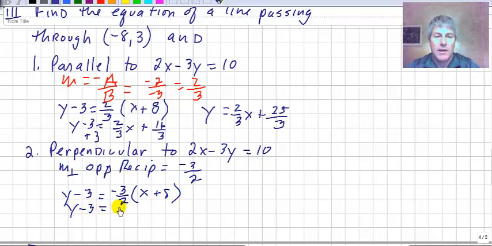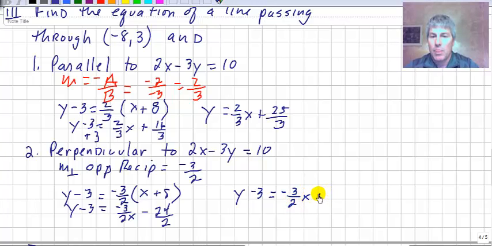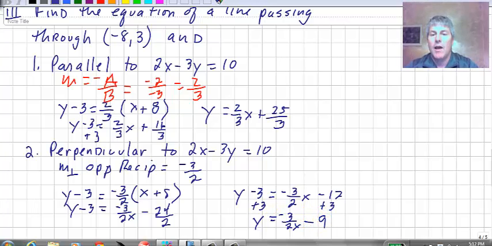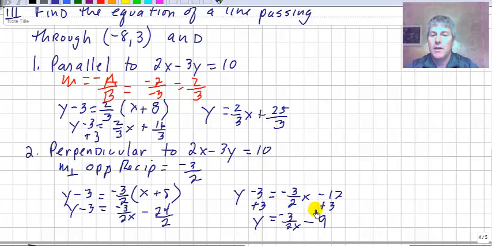Y minus 3 equals negative 3/2 x, 24/3. Pardon me, 24/2. I misspoke. Well, 24/2 is 12. So y minus 3 equals negative 3/2 x minus 12. We add 3 to both sides. Y equals negative 3/2 x minus 9. And there again is the equation of our line in slope-intercept form.